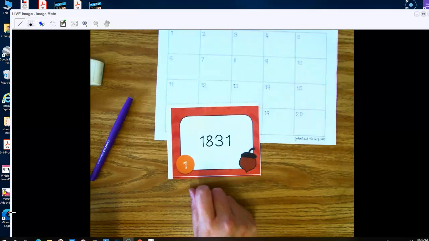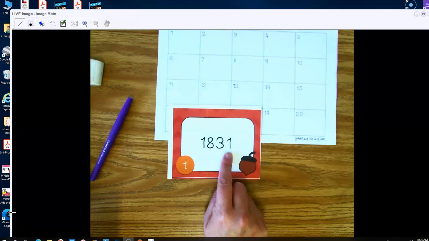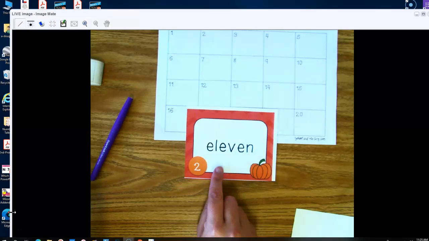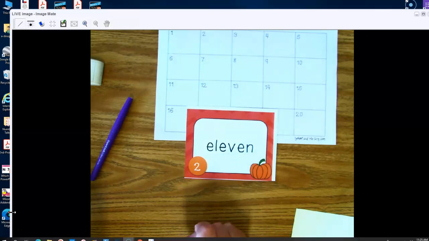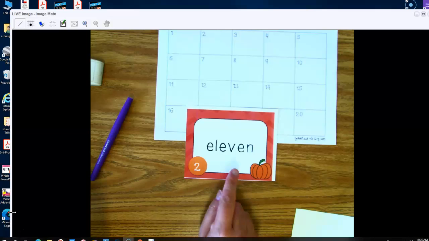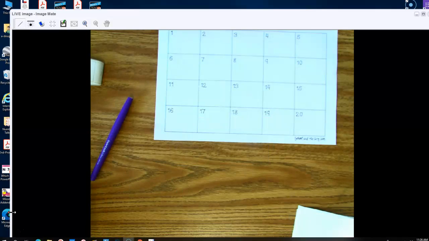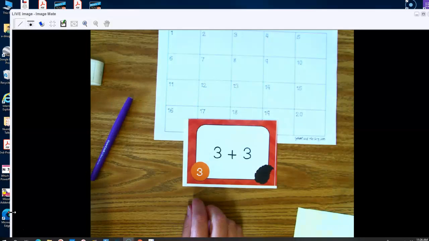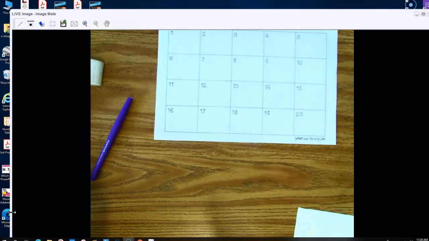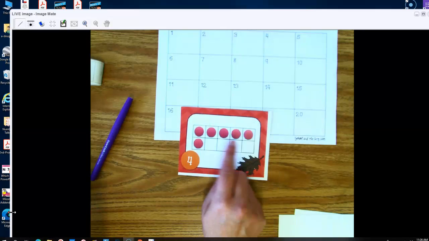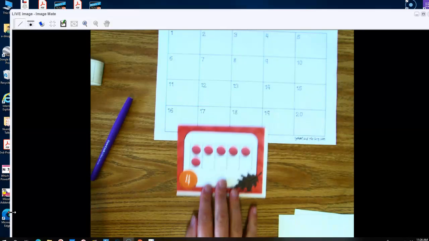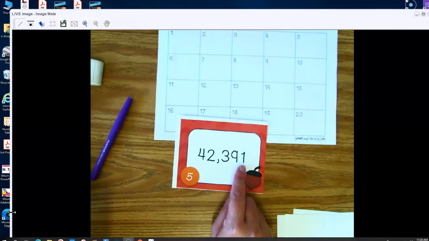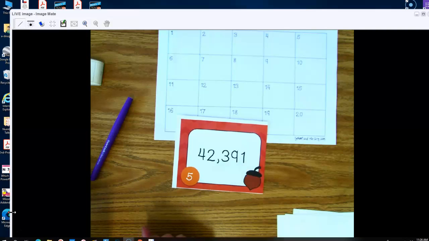Number 1, 1,831. There's a 1 in the 1 spot, so number 1 is odd. Number 2 is 11. It's a 1 and a 1. There's a 1 in the 1 spot, so that number is odd. 11 is odd, number 2. Number 3, 3 plus 3 is 6, and 6 is an even number. Number 3 is even. Number 4, 6 again, so 6 is even. Number 4 is even. 5, 42,391. 1 is in the 1 spot, so it's odd. 5 is odd.